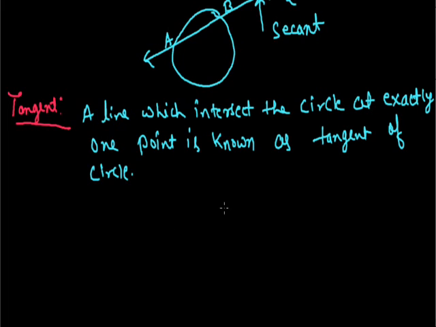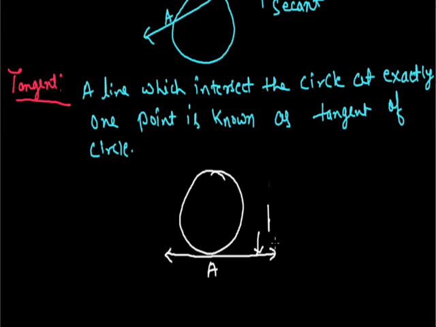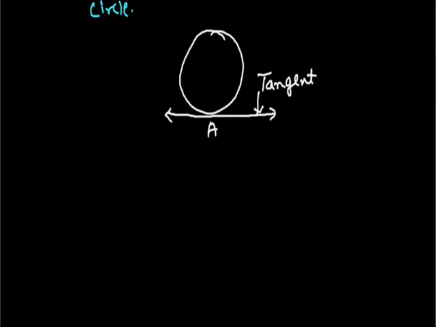Suppose this is a circle. Now a line is passing through it and touching the circle at exactly one point, like this, at A. Suppose at point A. Now this line is called tangent of circle. Now theorem 1. There are two theorems in this chapter.